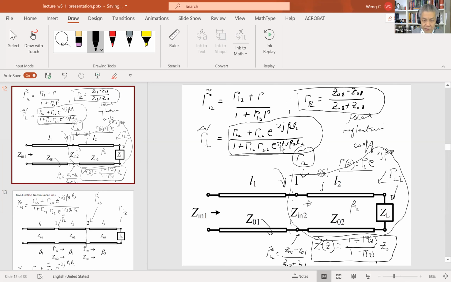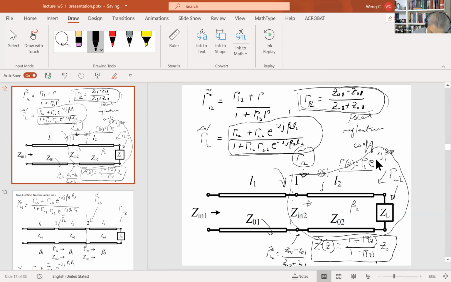What this formula says is that if you know the reflection coefficient at this end, and you know the beta of the transmission line, you can apply this formula. If you know the local reflection coefficient at this end, which is gamma 1,2, and that gamma 1,2 assumes that the load is infinitely far away, you can apply this formula to get the generalized reflection coefficient at this junction.